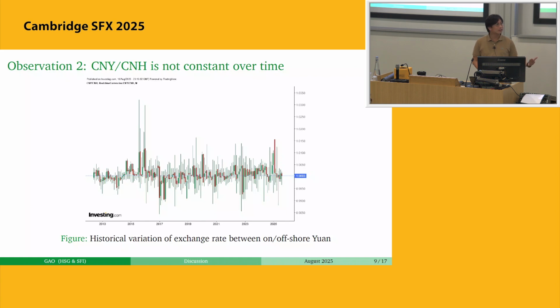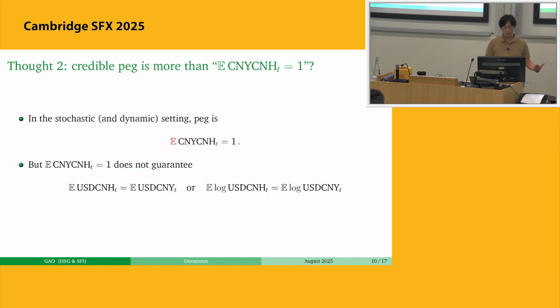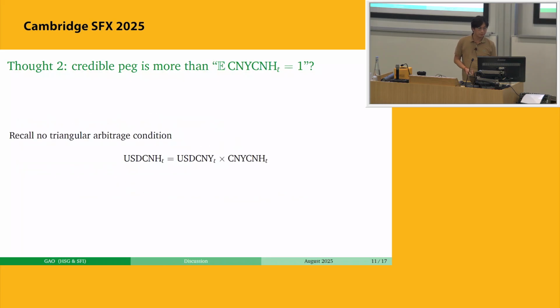My second comment is also related to this chart. Another observation is that this time series of the onshore-offshore exchange rate is not constant over time. So a credible peg in a stochastic or dynamic setting could be the expected onshore-offshore exchange rate equalized to 1. But this doesn't guarantee that your expectation of the onshore and offshore value of the same currency is the same, because there is a covariance term that links those things. So let me walk through the algebra a bit.